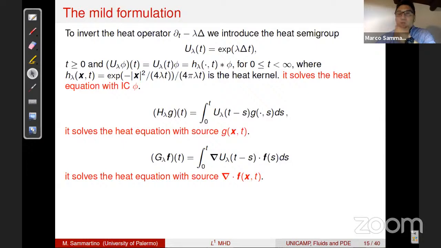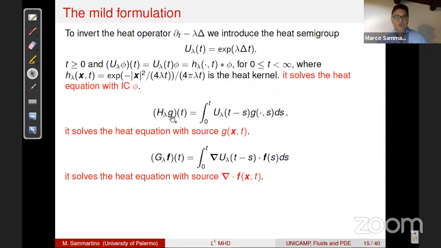Okay, so now we want to put this equation in the mild form, and we have to invert the heat operator, as is quite common. So we introduce the heat semigroup as the exponential of the Laplacian times t, and the lambda will be either the viscosity or the magnetic permeability. As you know, given that we are in R2, this is equivalent to the convolution with a Gaussian. And if we make a convolution in time of this semigroup, we have the solution of the heat equation with source G.